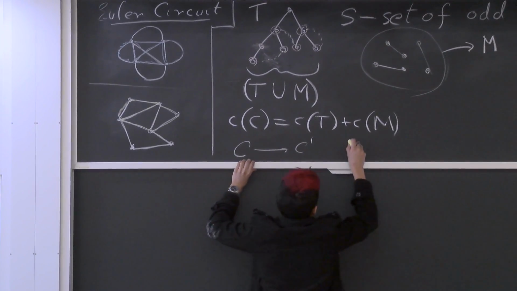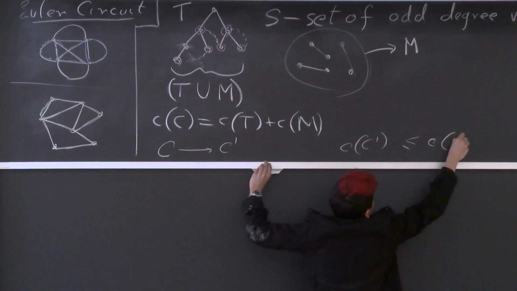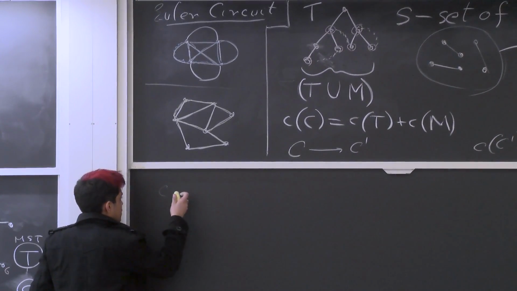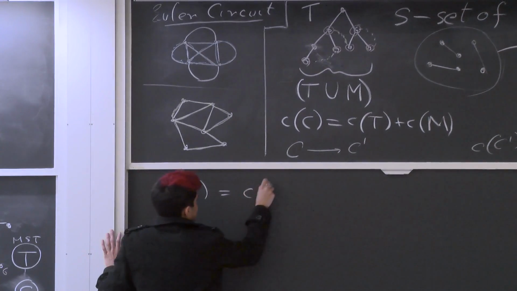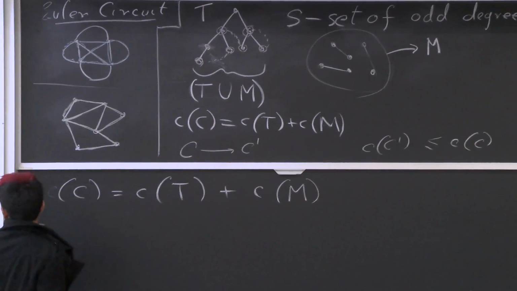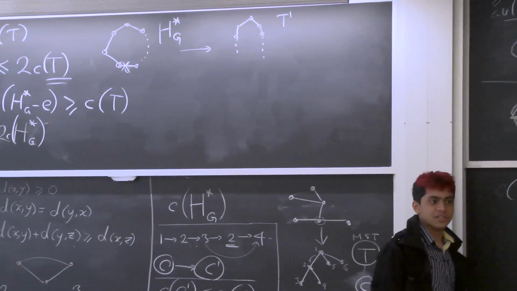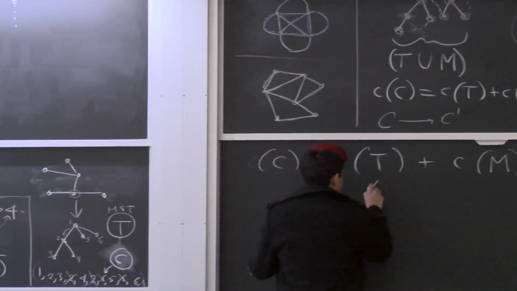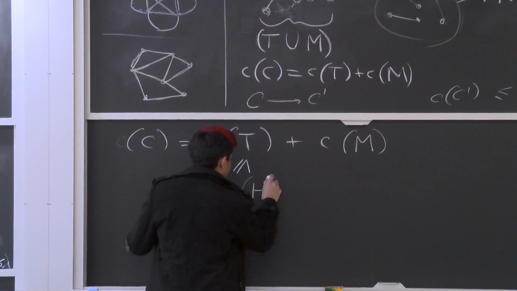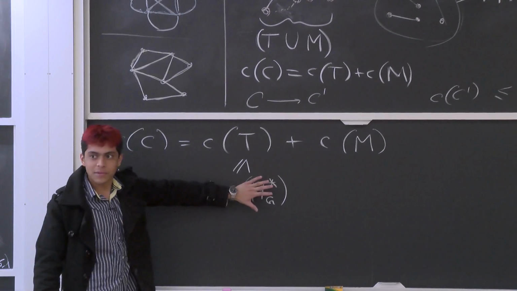And this will give you, as before, cost of C dash is less than or equal to cost of C. So now you're only interested in cost of C. So what are we doing there? We know that the cost of C is equal to cost of t plus the cost of m. From the previous problem, we know that the cost of t is less than or equal to the cost of h star of g. So this guy is less than the optimal Hamiltonian path.